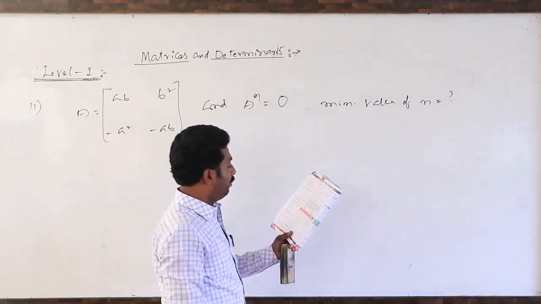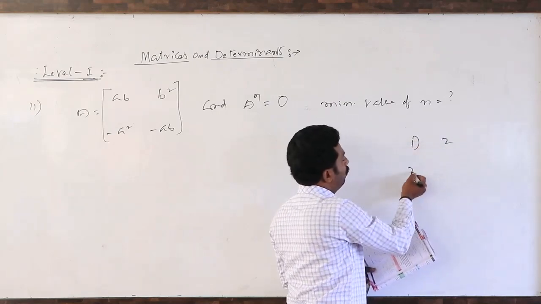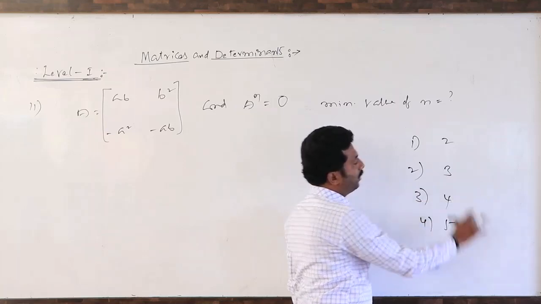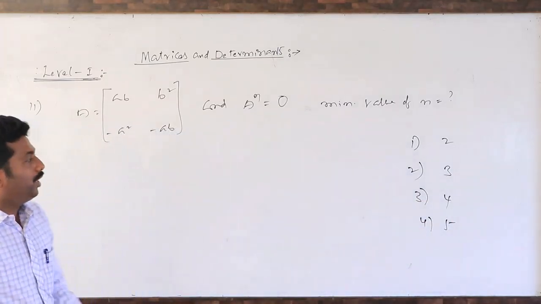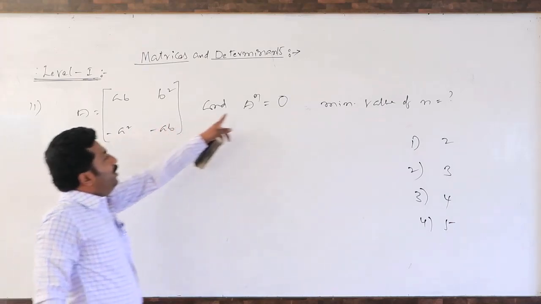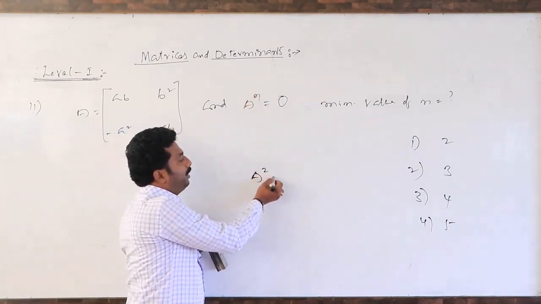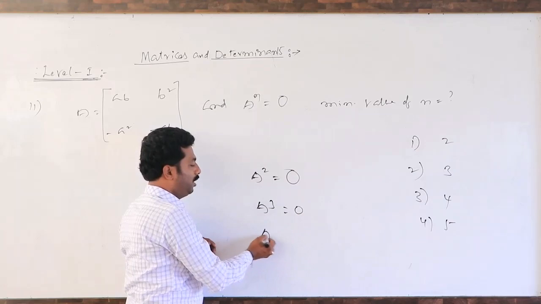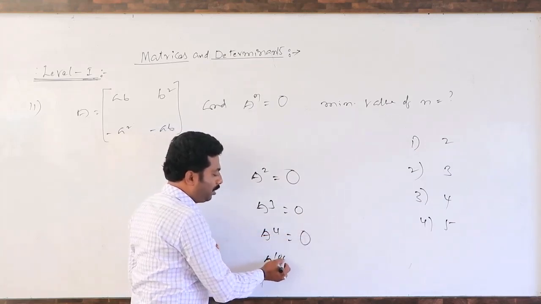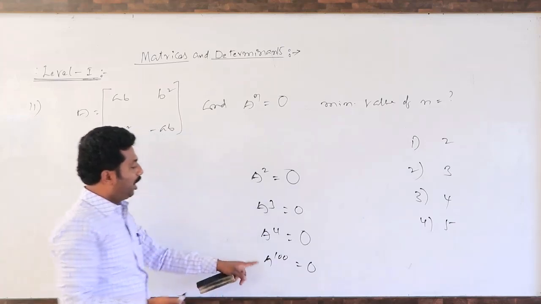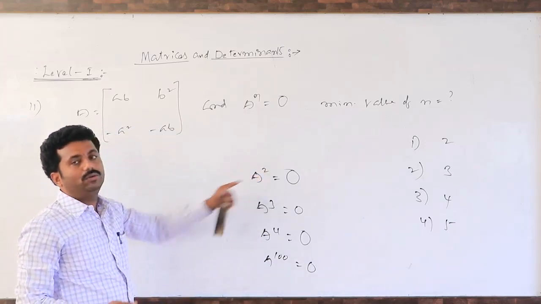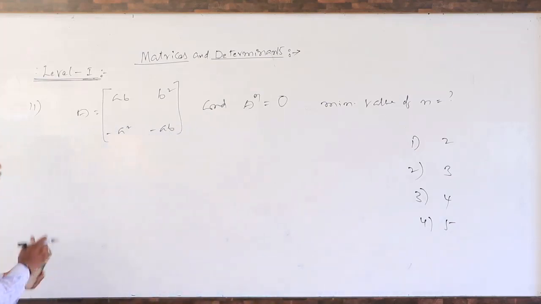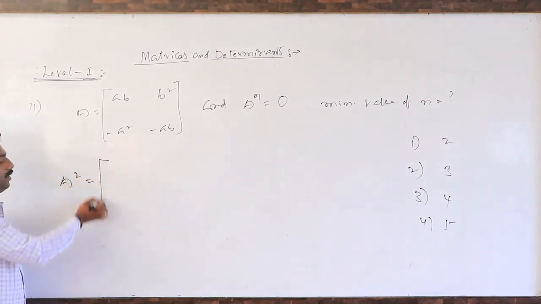So minimum value of n means options you observe: 2, second option 3, third option 4, fourth option 5. So which one we have to identify? A power n means, suppose first I am calculating A square. Suppose A square is null matrix means A cube also null matrix, A power 4 also null matrix, A power 100 also null matrix. Among these what is the least means 2 we have to get. So whether A square or A cube, which one is null matrix we have to see. So first we are calculating A square.